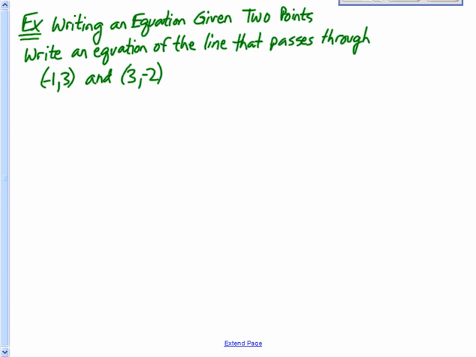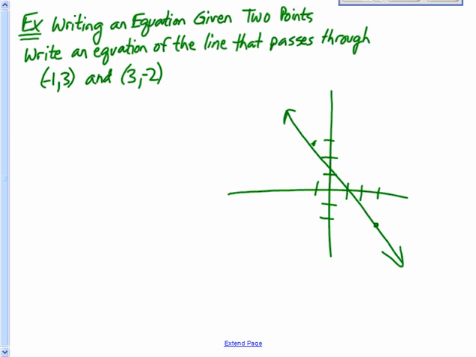Write an equation given 2 points. Now, what if you're just given 2 points? You got negative 1, 3. You got 3, negative 2. What's the equation of that? Well, what two things do you need to write the equation of a line? You need a point, which we have. In fact, we have 2 points, right? And we need a slope as well.